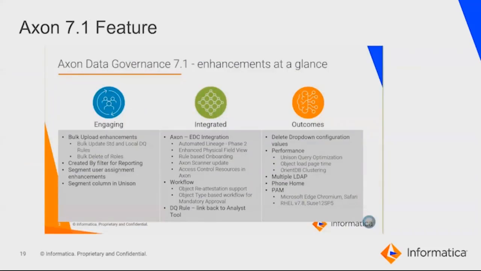So as I said, the major features around Axon are EDC integration, automated lineage, enhanced physical field view, and rule-based onboarding. Previously you were able to do auto onboarding when a glossary is related to a physical field or asset in EDC, and that will get automated. You can control it further at resource level, or you can add some regular expressions and control the onboarding.